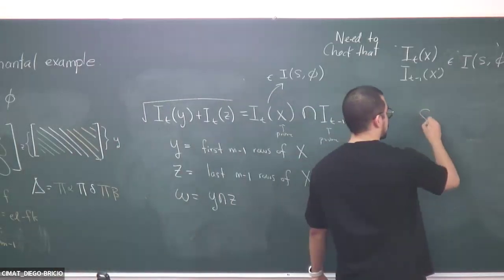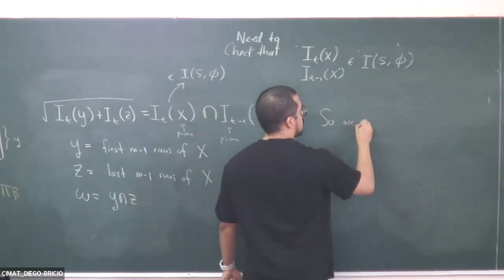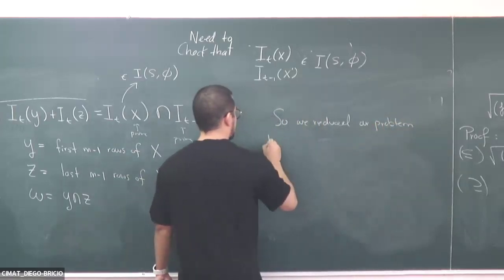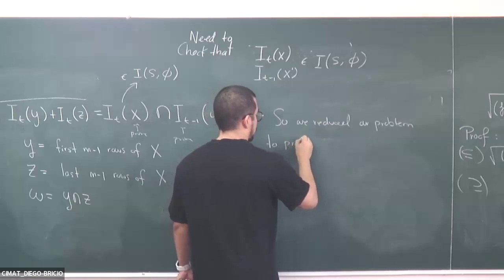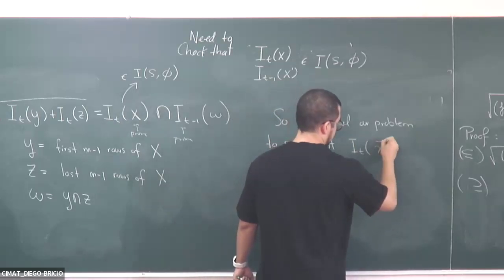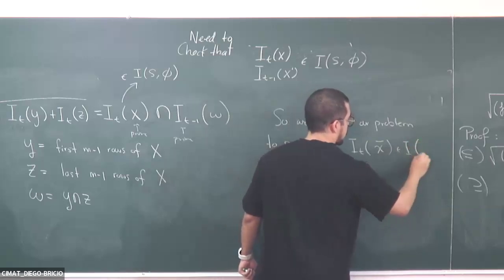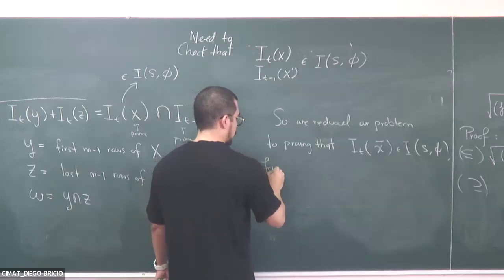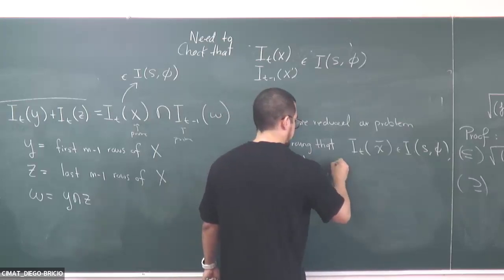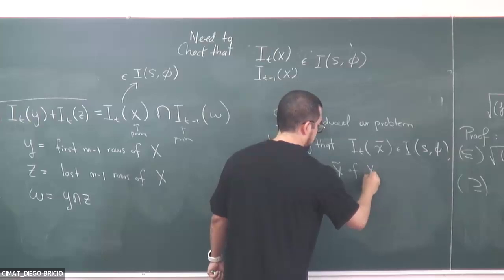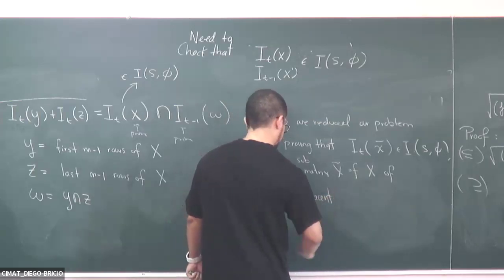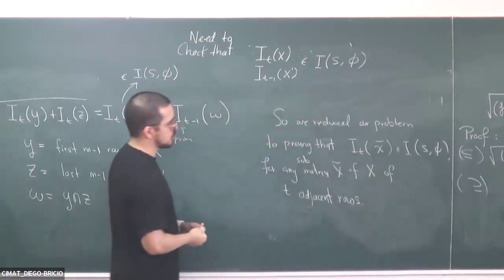So we reduce our problem to proving that I_t of a matrix X is the ideal, for any matrix X tilde of X consisting of t adjacent rows.